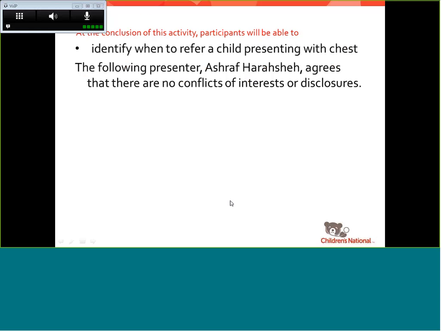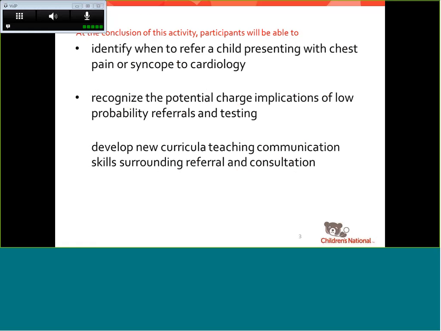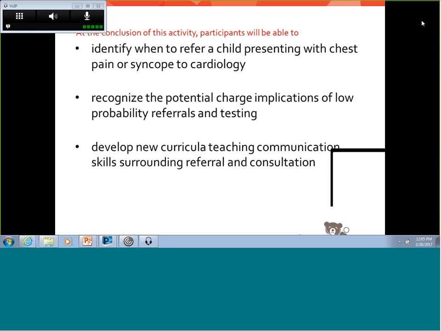I have no disclosures. Our goals today are to identify when to refer a patient presenting with syncope to the cardiologist, recognize the potential charge implications of low probability referrals and testing, and finally, share with you some curricula that we have developed for teaching residents the communication skills surrounding referral and consultation.